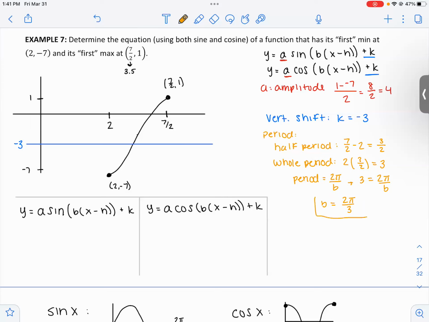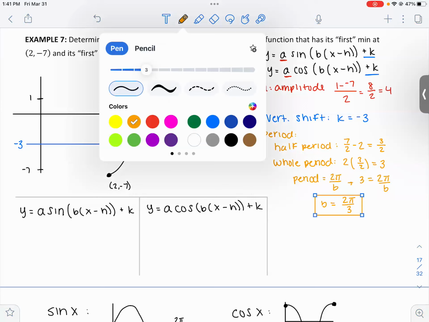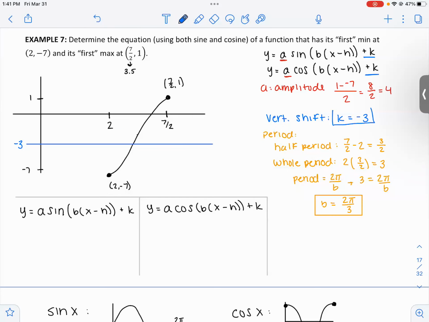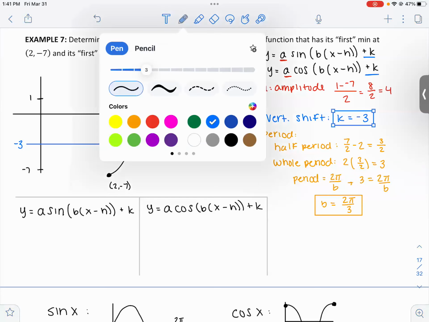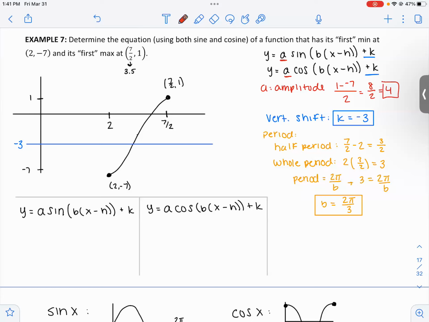And these boxes, again, are not going to work for me. So we just found our period. We found our B value. We have our K value. And we got our amplitude. So all we need are those phase shifts.